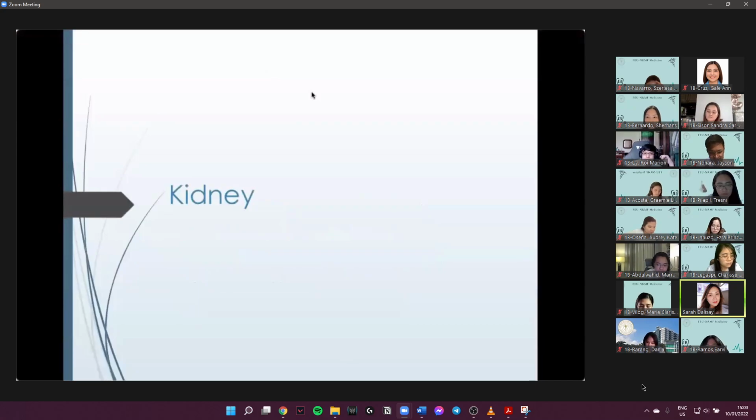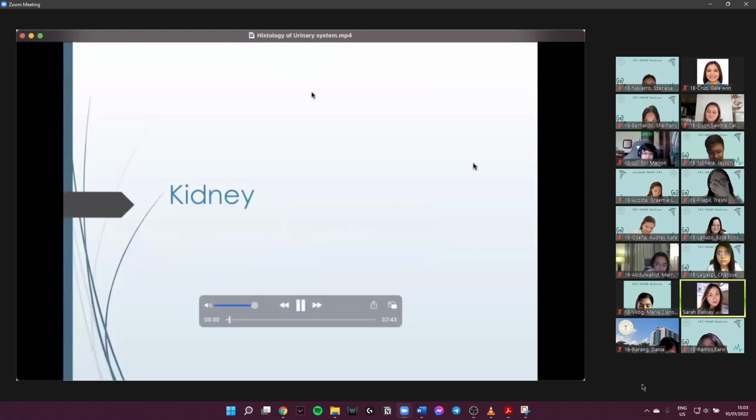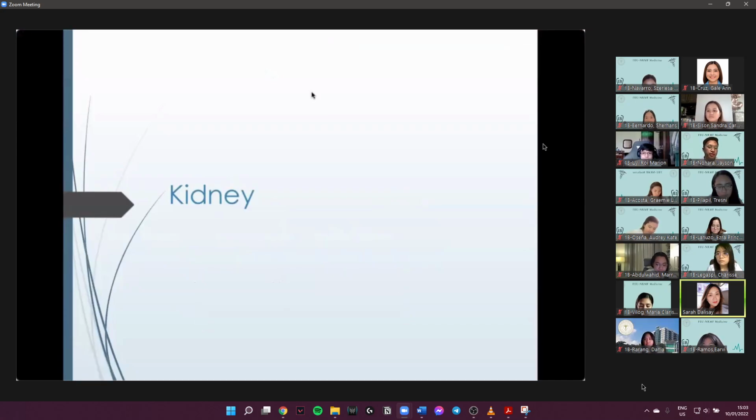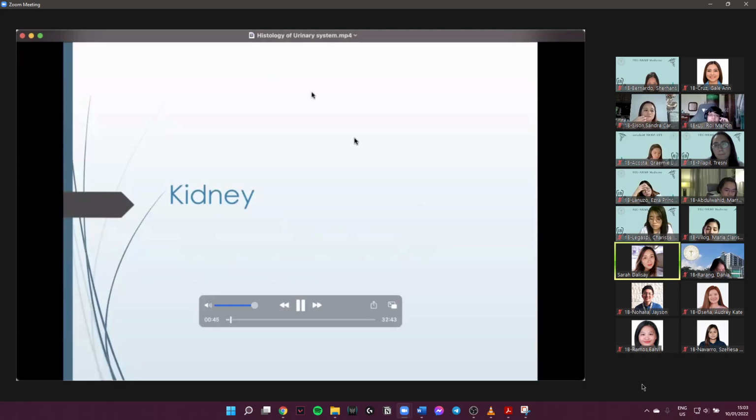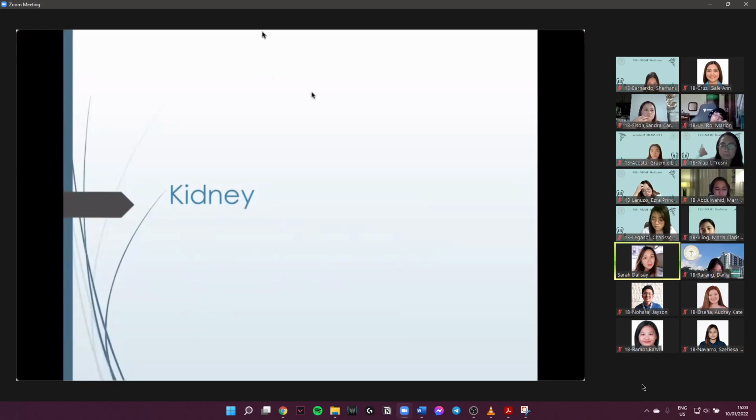So as you well know, when you say urinary system, it's only made up of 4 organs. The kidney, the urethra, the ureter, and of course your urinary bladder. So we can basically divide the parts into the kidney and your urinary passages. So we'll take up first the kidney, of course.